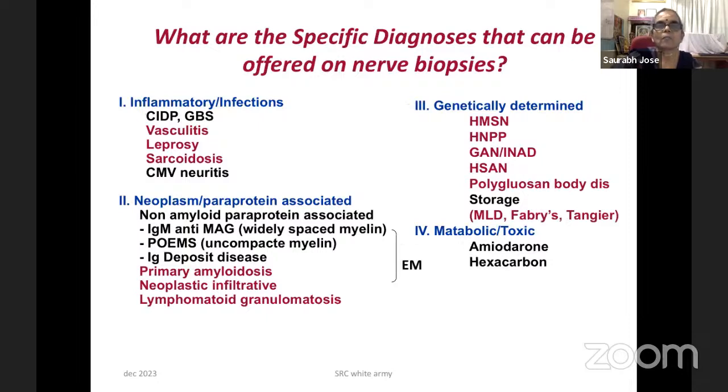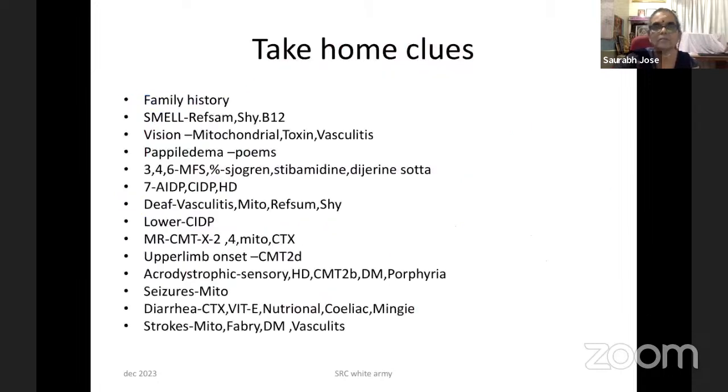And what are the situations in which you do nerve biopsy? You don't have to do nerve biopsy if you are sure it is AIDP, or if you are sure it is HMSN. When you are thinking of CIDP, when you are thinking of Hansen's disease, and when you are thinking of rare metabolic disorders, those are the situations where nerve biopsy is indicated. All neuropathies do not need nerve biopsy. So always look for family history.